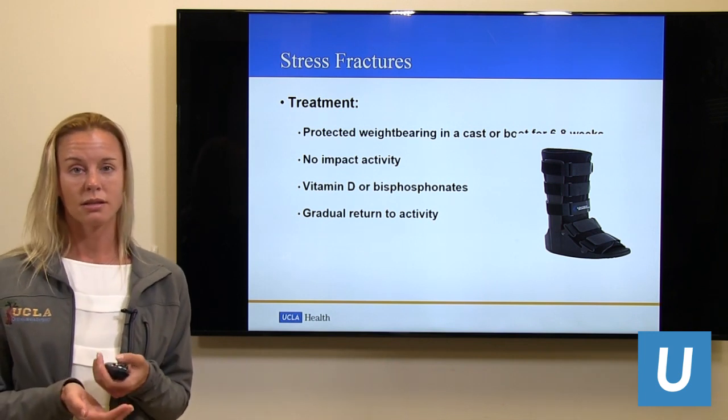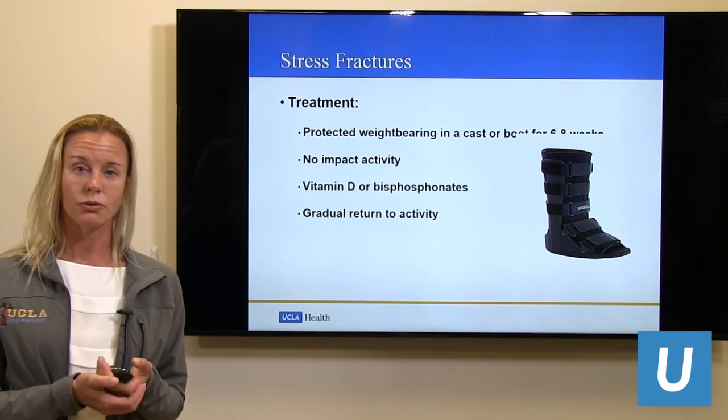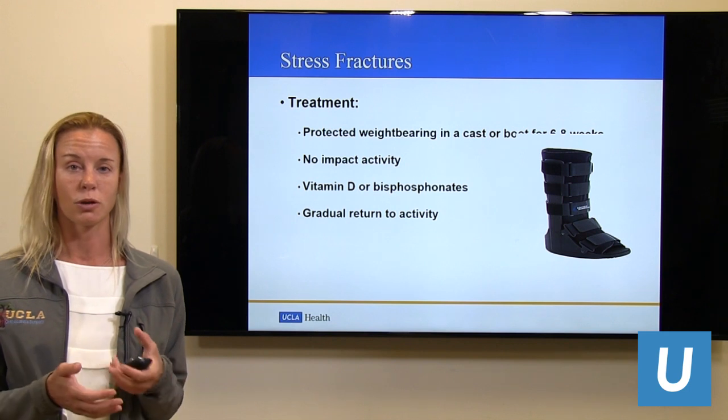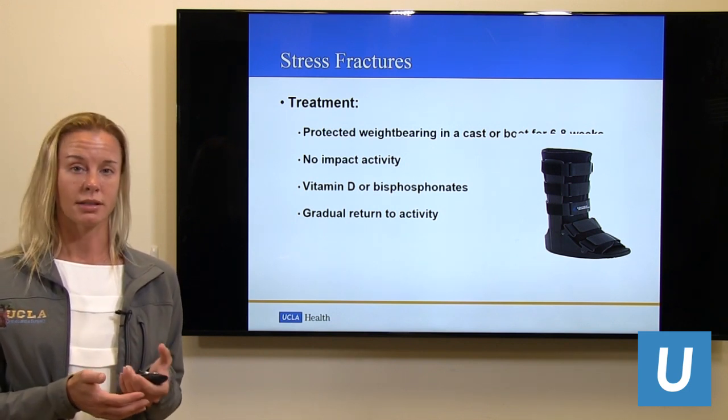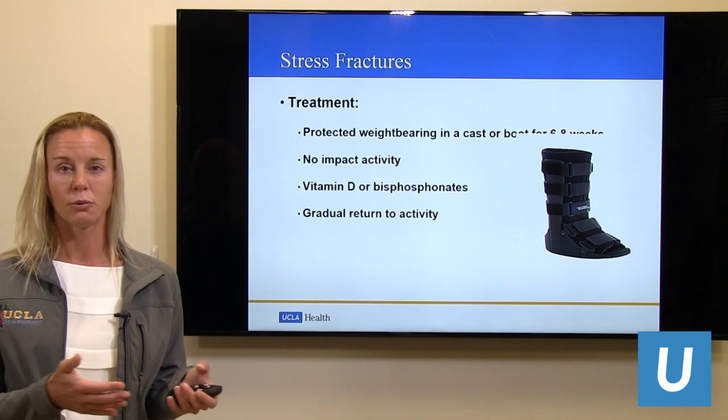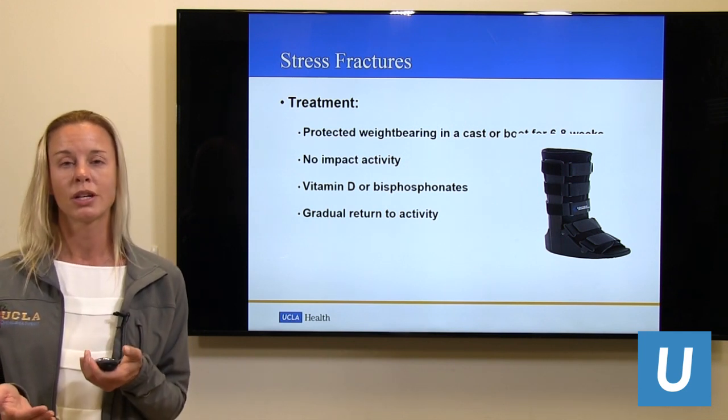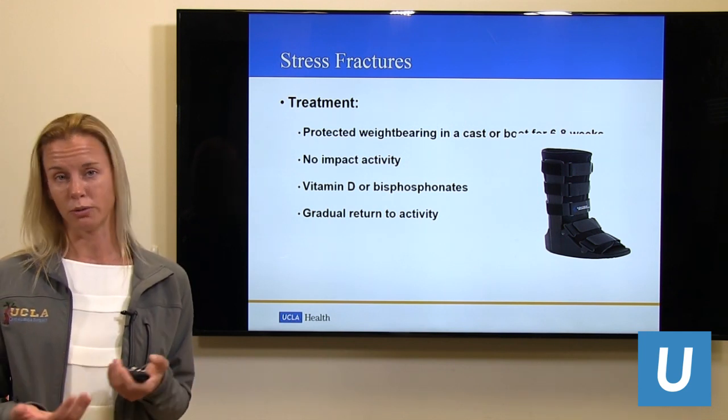Treatment for most of these is to put you into a cast or a boot or some form of support and keep you off of the foot for about 6 to 8 weeks, depending on where along that spectrum of symptoms you are and which bone it is.